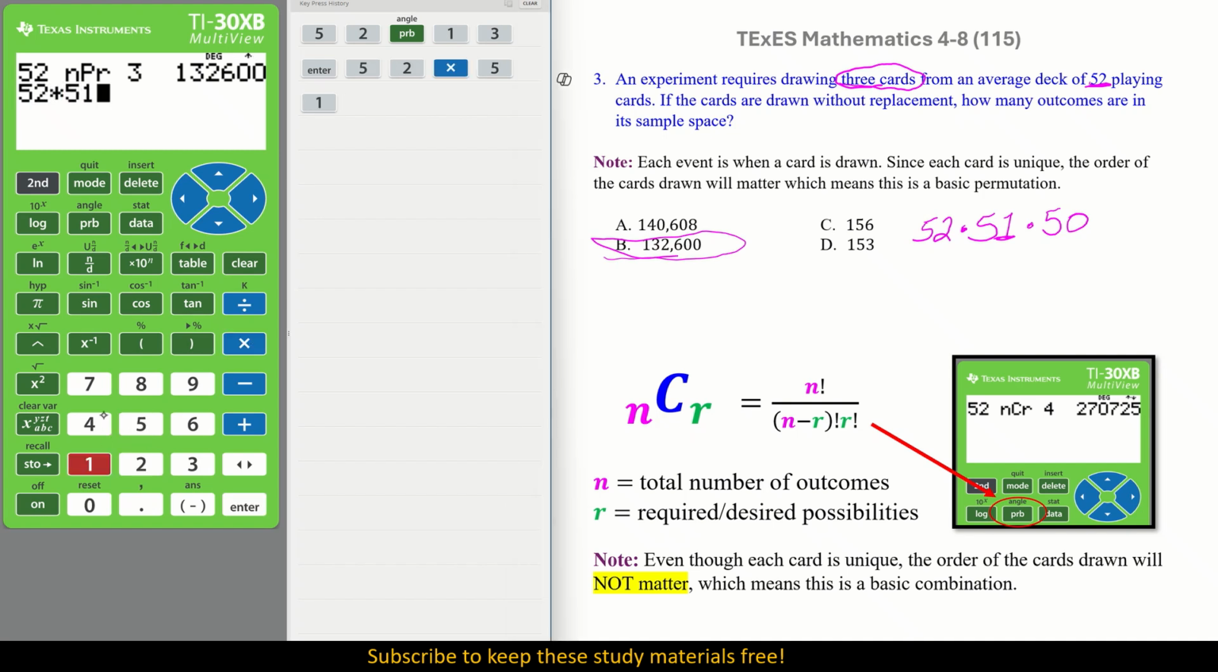52 times 51 times 50. Enter. Same value. That is what this permutation means. You're probably not going to have your students use this in the calculator, but as an educator, you do need to know what this is.